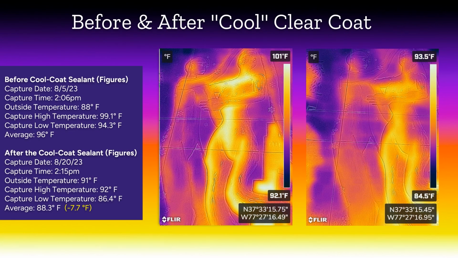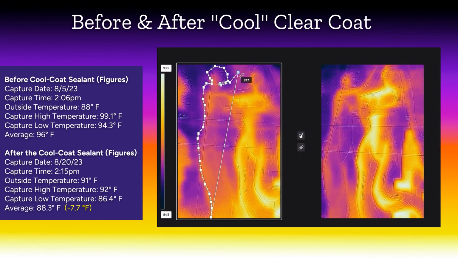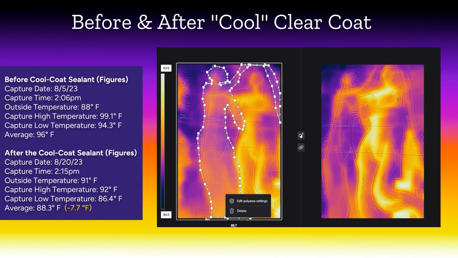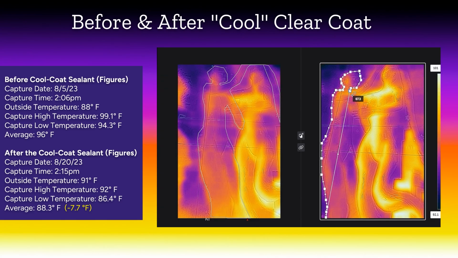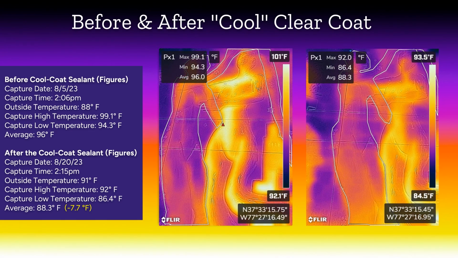Here are the before and after images of testing the solar reflective coating. The second photo on the right was taken after applying the coat to the sustainable city figure. The second photo was taken on a slightly hotter day than the first capture. However, despite the hotter outdoor temperature, the mural's surface in the area we measured had a 7.7 degree Fahrenheit drop with its solar reflective coating.